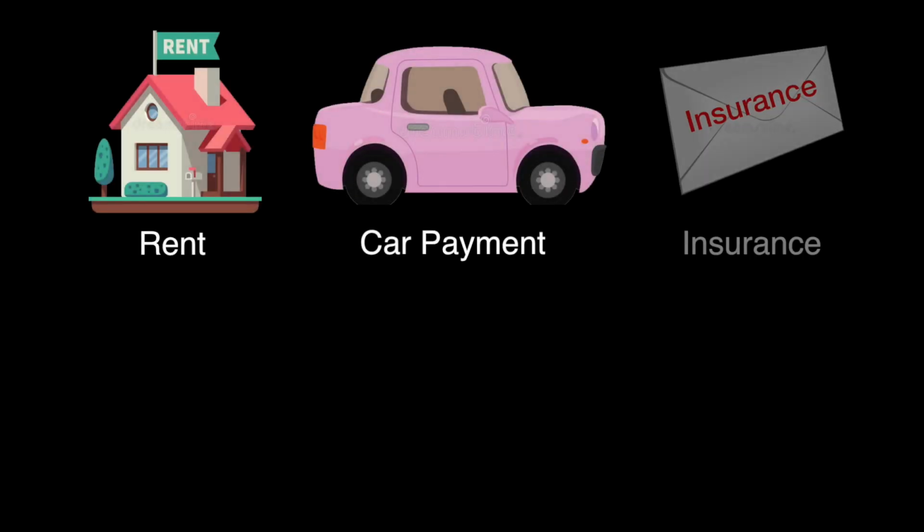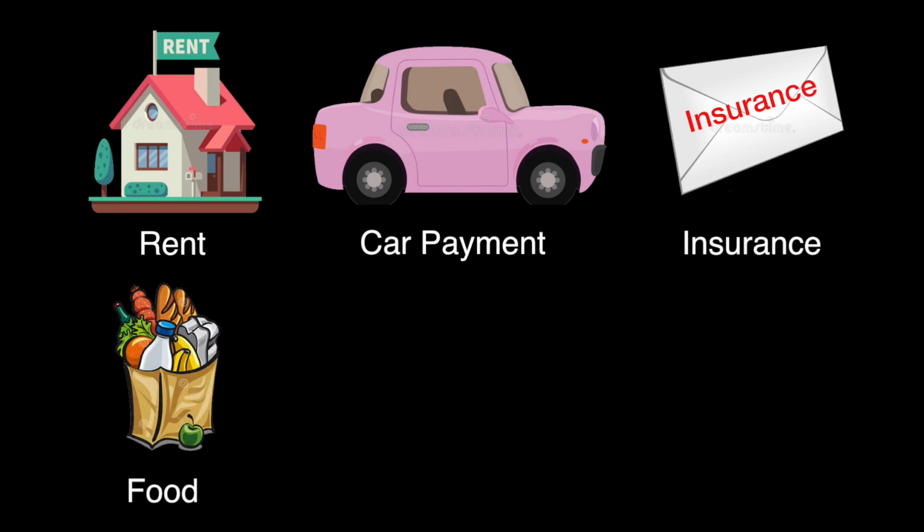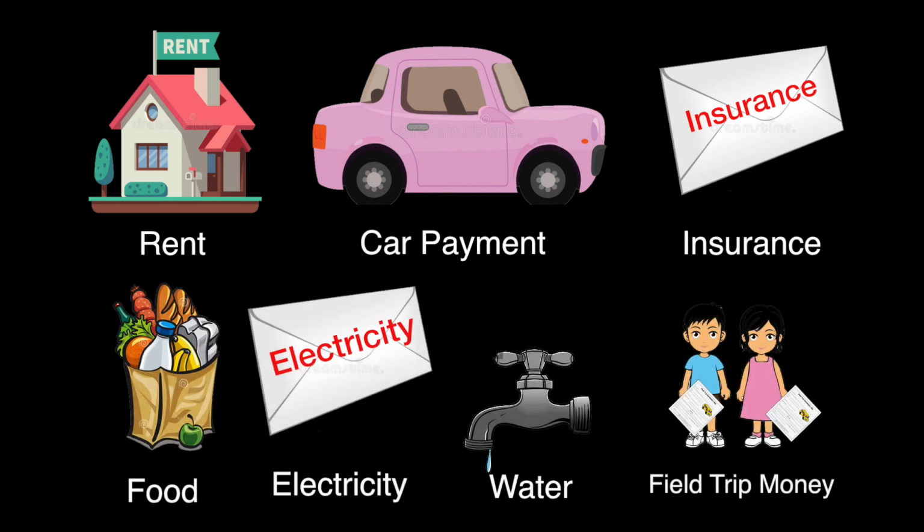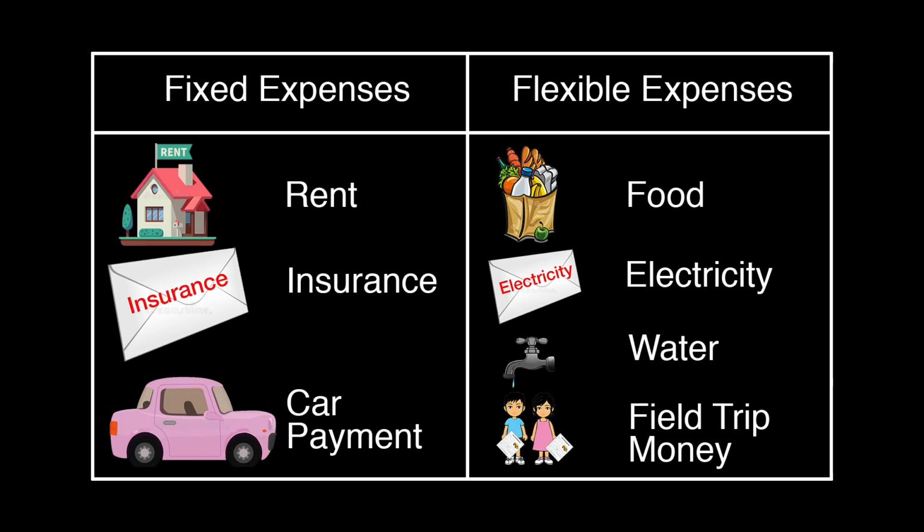Let's look at some possible expenses you may have each month. You may pay rent, car payments, insurance, food bills, electricity, water, or field trip money for your child's school. Which of these expenses are flexible expenses and which are fixed expenses? Place each of these in the correct column on the chart. You should have placed rent, car payment, and insurance under fixed expenses. You should have placed food, electricity, water, and field trip money under flexible expenses.